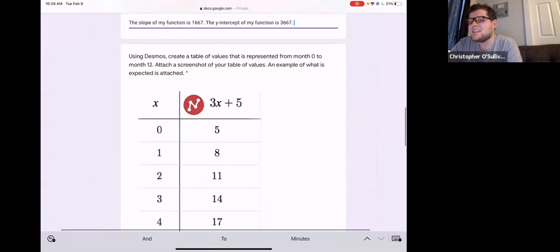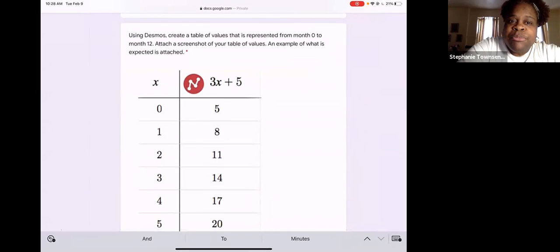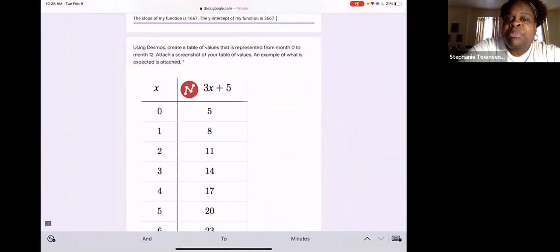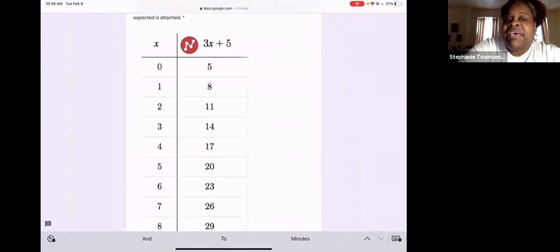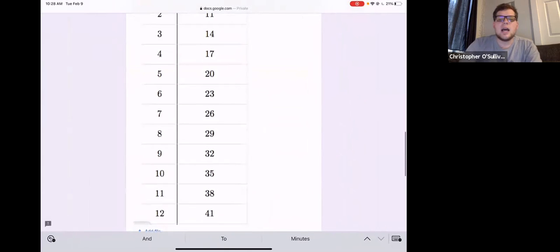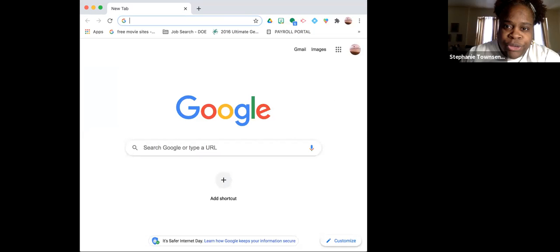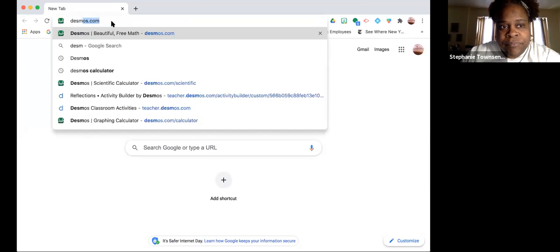All right, now Ms. Townsend, can you read the directions for this part? Using Desmos, create a table of values that is represented from month 0 to month 12. Attach a screenshot of your table of values. An example of what is expected is attached. So this part, I'm not sure if it'll still be recording, but I'm gonna share my screen now from my computer. Share screen. Still recording. Perfect.